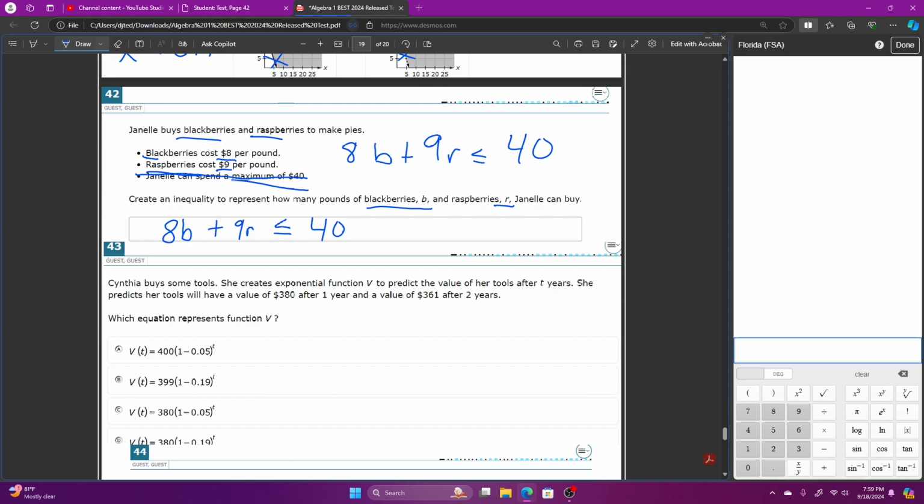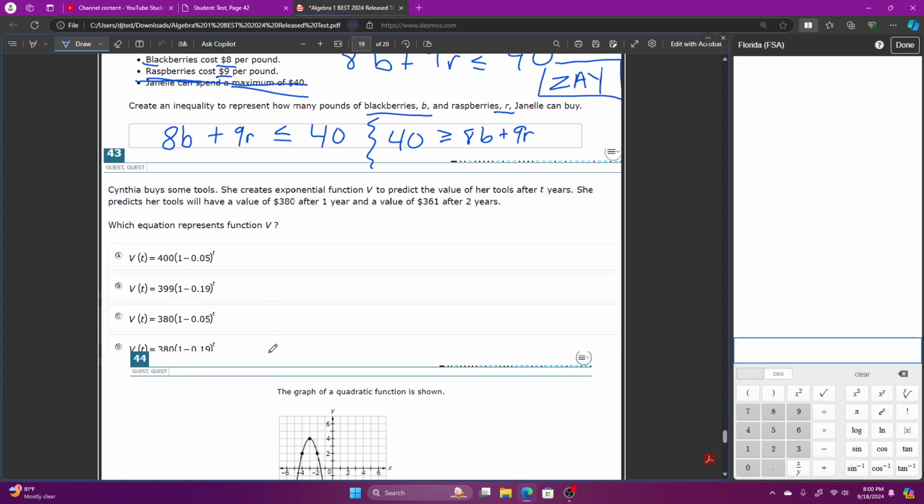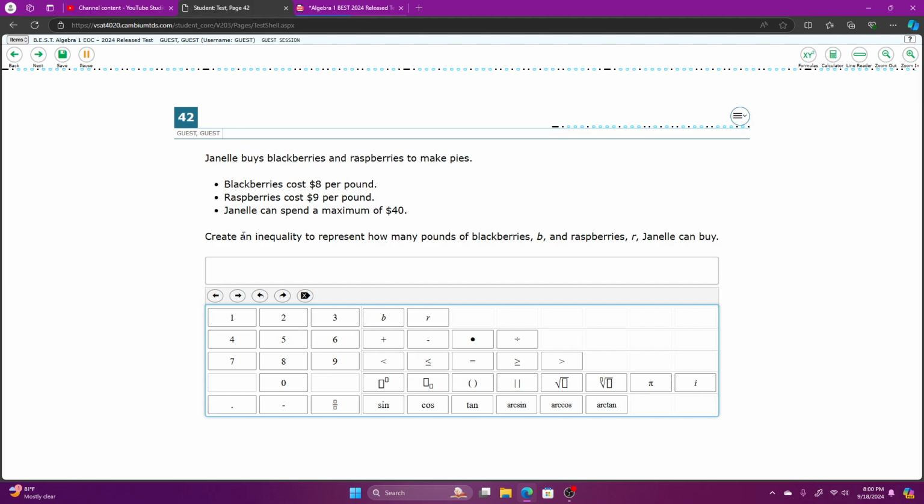And you could have that flipped around. You could have had the 40 first. $40 is greater than or equal to 8b plus 9r. Either way, you would be correct, and these could be flipped around also, any way you enter it. You can practice this in IXL on lesson ZAY. And 25% of students got this question correct on their test. Okay, so I'll put that in. 8b plus 9r is less than or equal to $40.